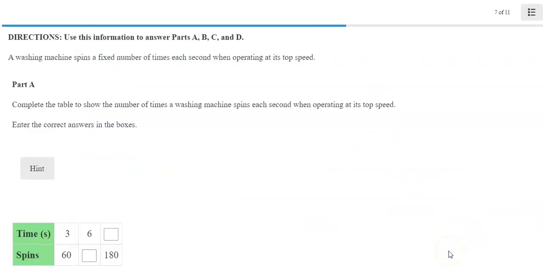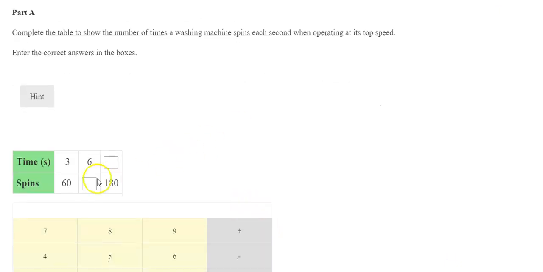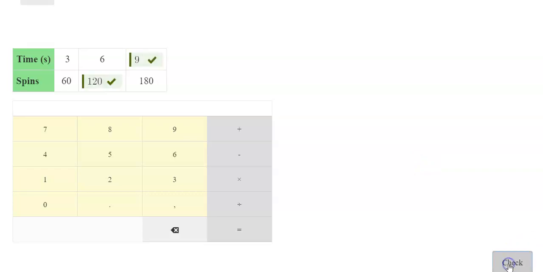Number 7, a washing machine spins a fixed number of times each second when operating at its top speed. Complete the table to show the number of times a washing machine spins each second when operating at its top speed. So to get from 3 to 60, we're going to multiply by 20. So 6 times 20 is 120. And we're going to go backwards here. What times 120 is 180? That would be what times 20 is 180, and that would be 9. Let's check it out. And we got the right answers.